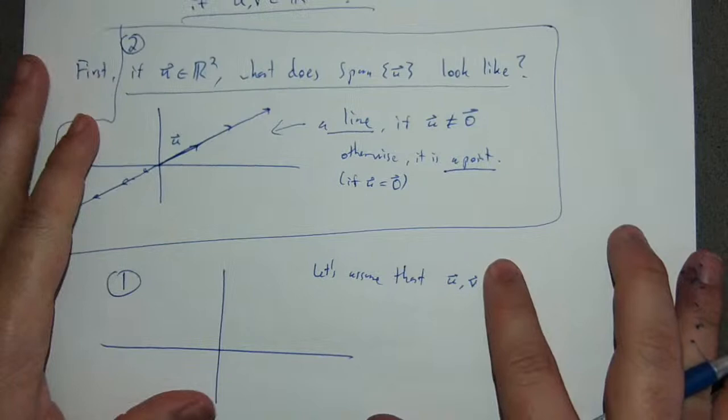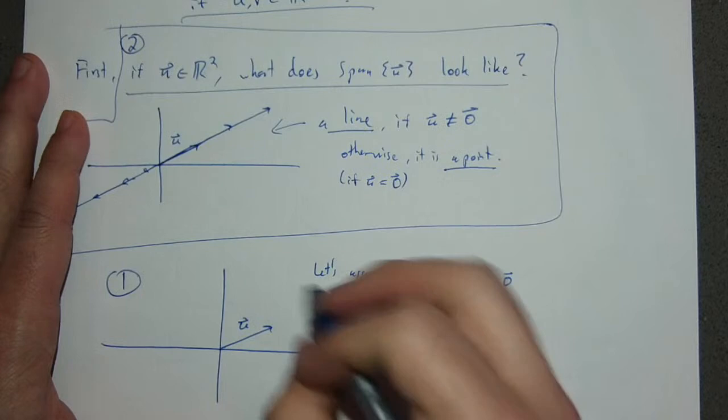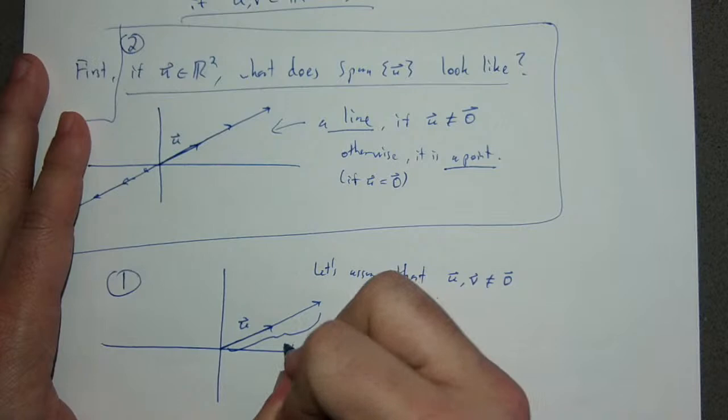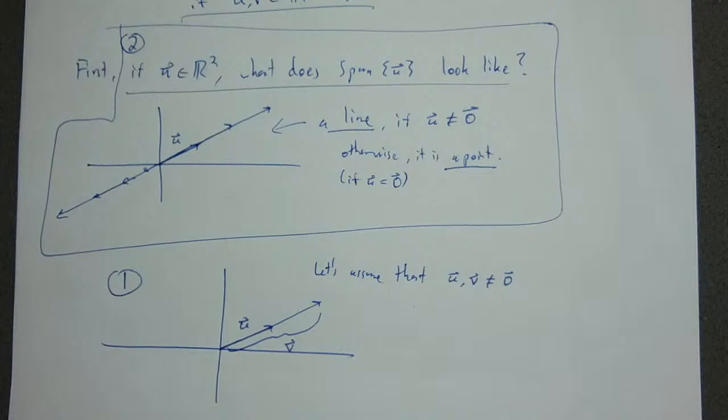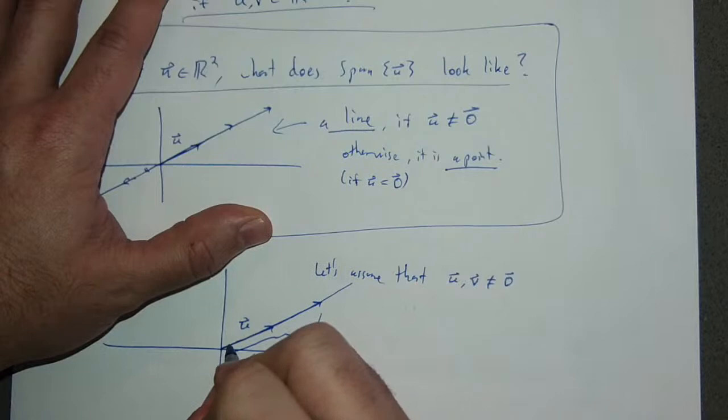So what if here is u and here is v? What if we have two vectors like this? Okay, so this is the notion of parallel vectors, right? If you think about Calc 3. So these two vectors are not zero vectors, but what's the span of these two vectors? There's some redundant info here, right? Because they're scalar multiples of each other, there's some redundant info. And I end up getting just a line again.